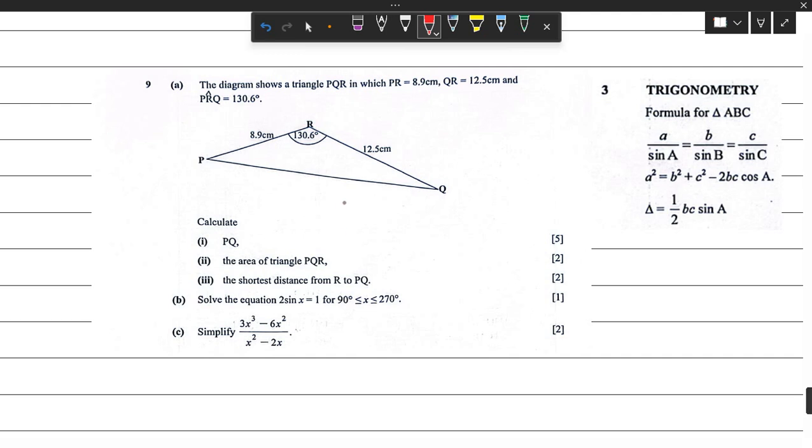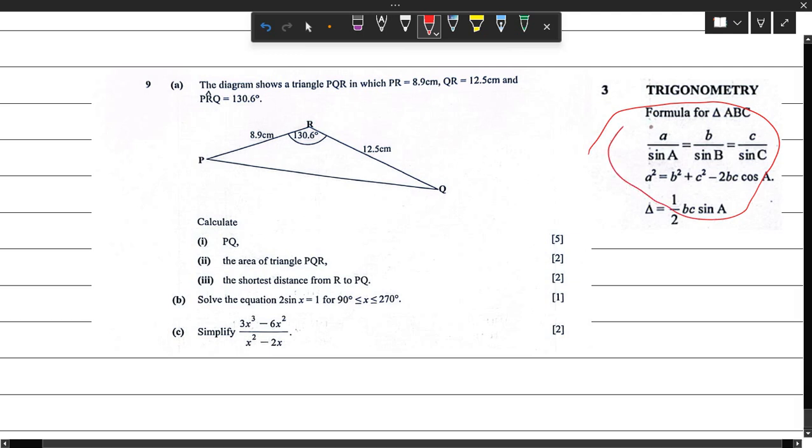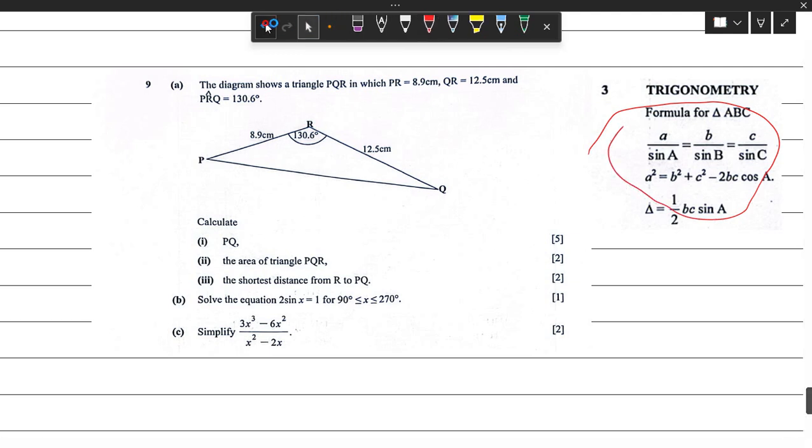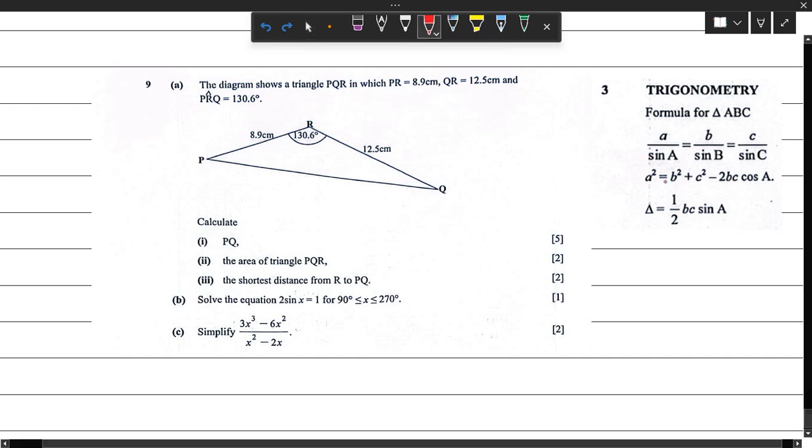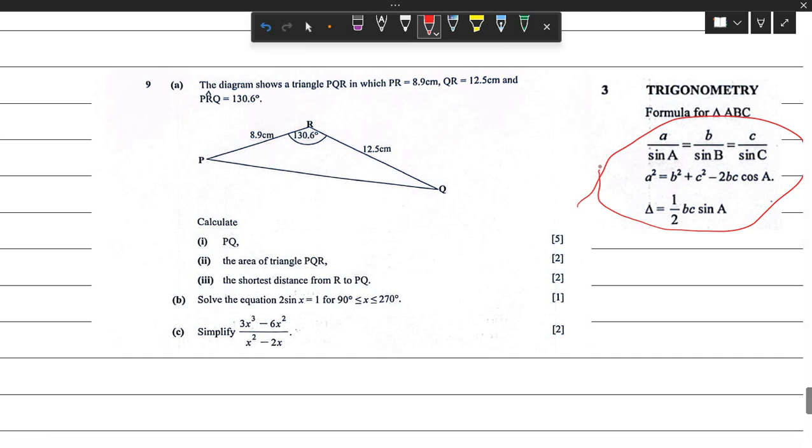So for today's lesson, we're going to see how we apply these formulas, or in short, we're going to revise trigonometry. Trigonometry is one of the easiest topics, if you ask me. If you get everything, you are on the safe side. You just have to make sure you understand the concepts. There are a couple of things which you have to know.